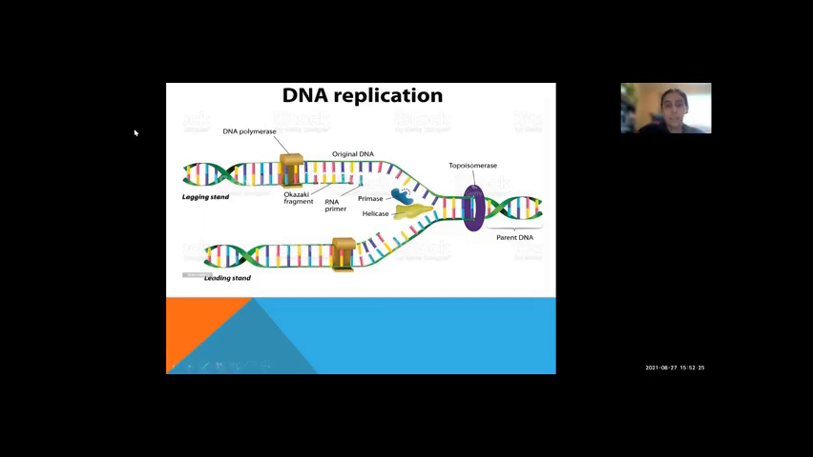Let's go to a very interesting topic, which is called DNA replication. Why do we need DNA replication? Why is DNA replication so important? My hands don't replicate. Our organs don't replicate. Then why does DNA replicate?